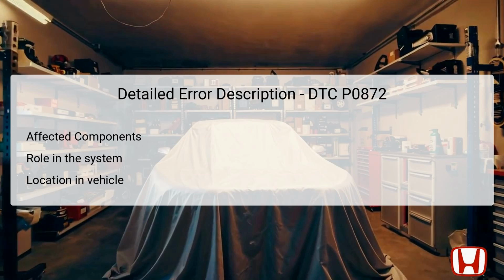This information is vital, as the PCM uses it to assess the conditions during gear changes, mitigating shifting shocks. By monitoring the correlation between the gear ratios and the switch signal, the PCM can detect failures and respond by logging DTC P0872. Understanding the components and their locations helps in troubleshooting the issue effectively.